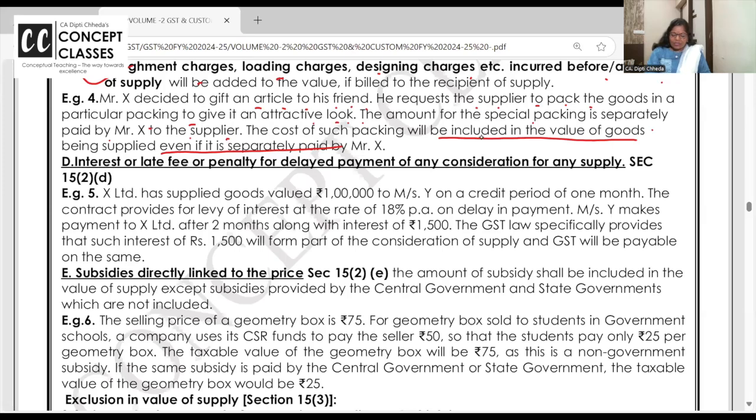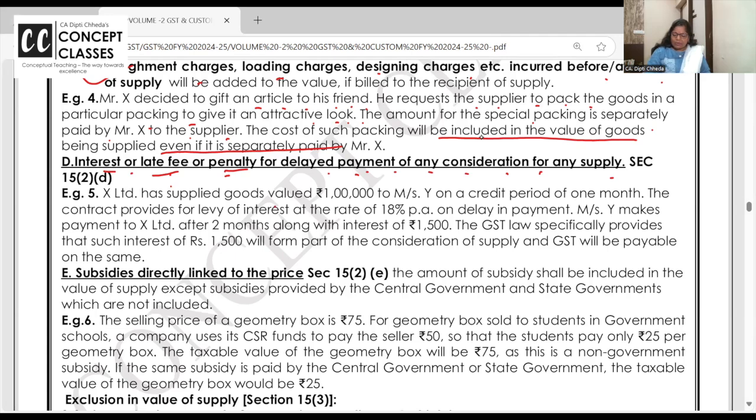Next, interest or late fees or penalty for delayed payment of consideration. I am supplying you goods or services, you are making payment late. So in the bill only, I am adding the late fee or the penalty or sometimes interest. Then will it form part of the transaction value? Answer is yes.